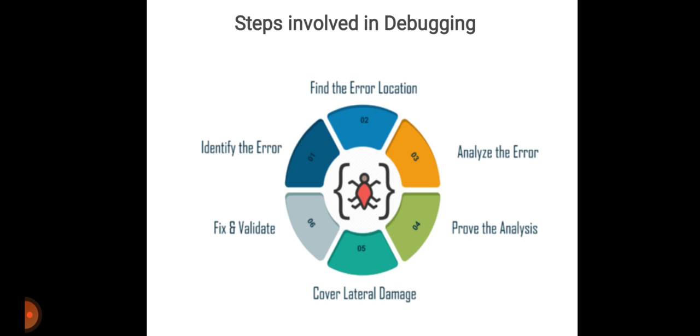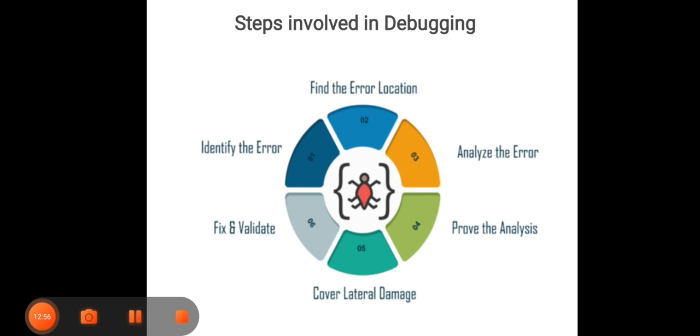Then the last stage is fix the error and validate. Means what? This is the final stage, where you fix all the errors and run all the test scripts to check whether they are passing or not. This means fix and validate.